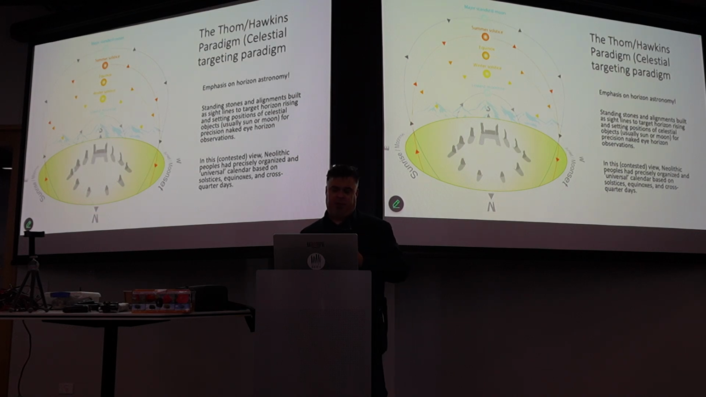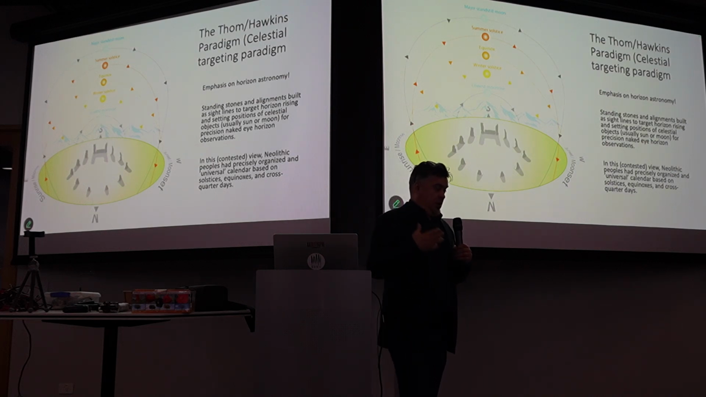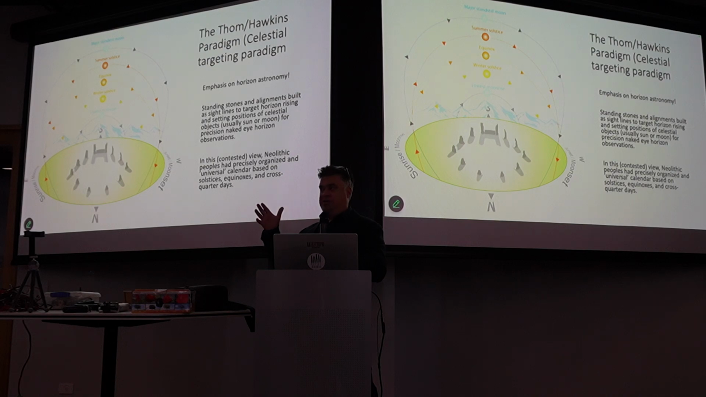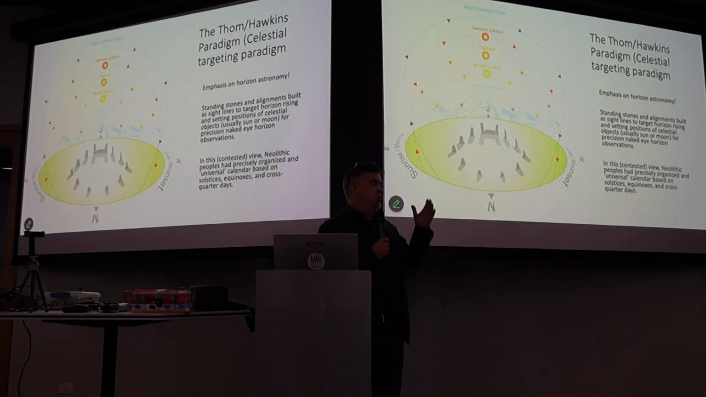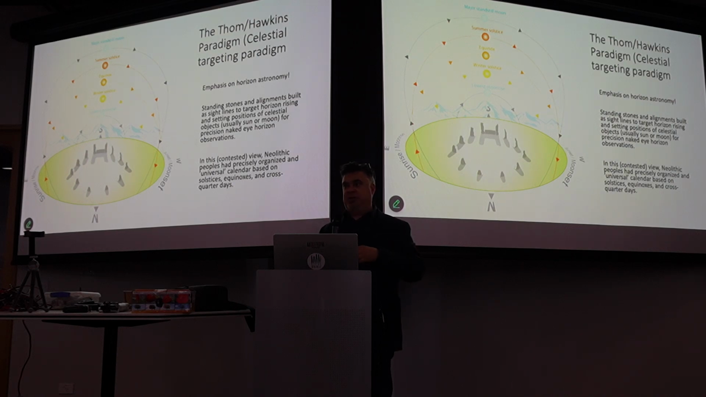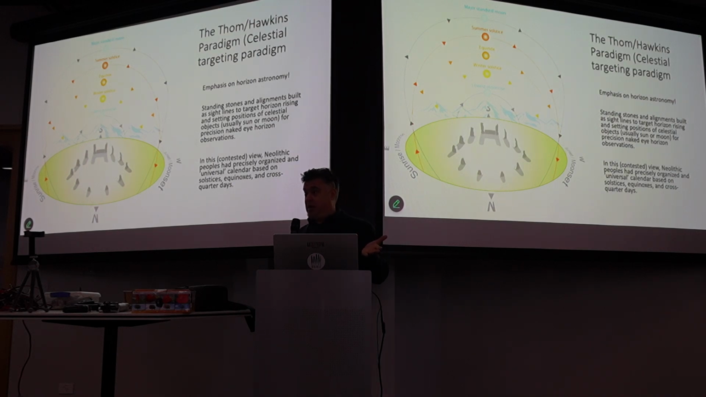Now, there were a number of things that were implicit and explicit in this paradigm, right? One of the things that goes along with it is the assumption that people are doing naked eye horizon astronomy, right? That essentially they're using the horizon or markers, or artificial horizons of some sort to mark various positions. And this does happen, right? I think there's good evidence to suggest that at least in some cases this happened, right?